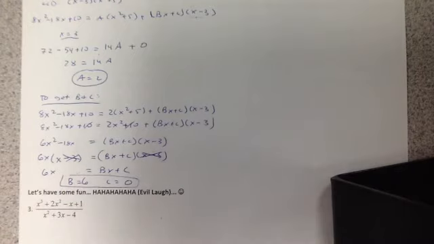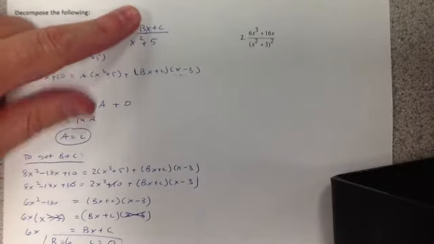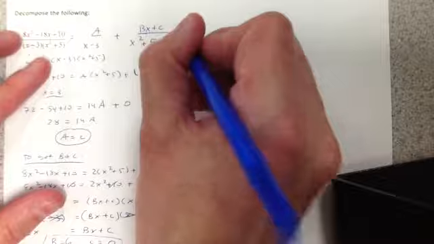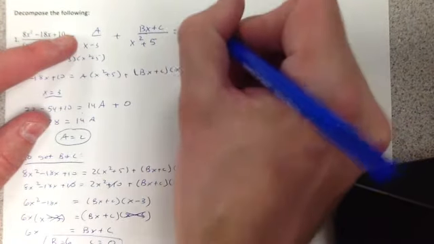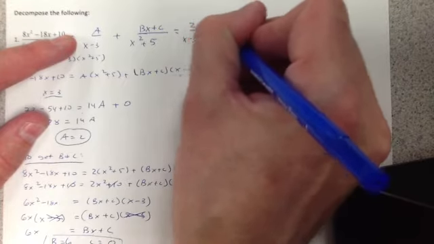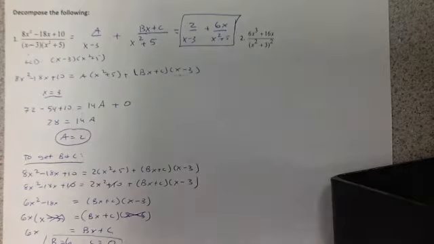So when we write out our equation now, I'm going to go way up here. A we found was 2, b is 6, c is 0. So I could write this then as 2 over x minus 3 plus 6x over x squared plus 5. And there is our answer.